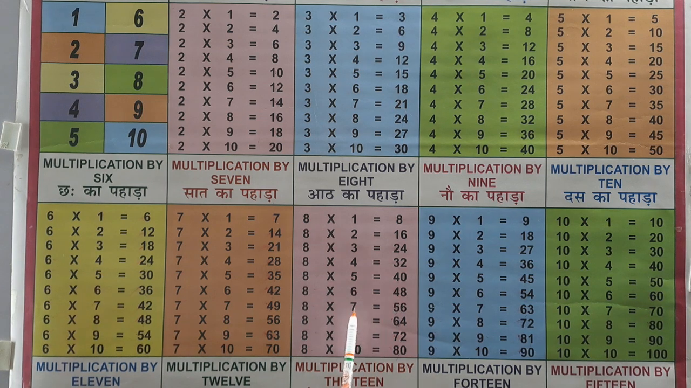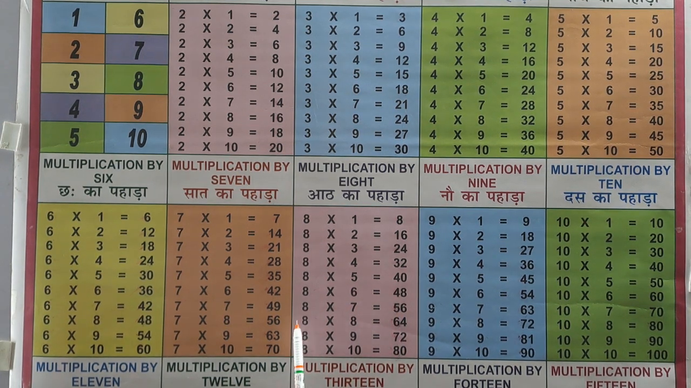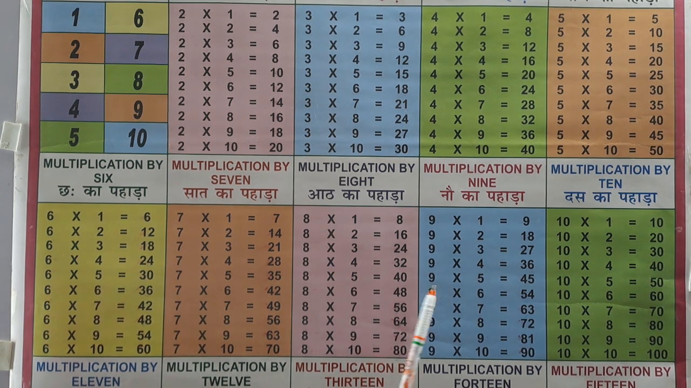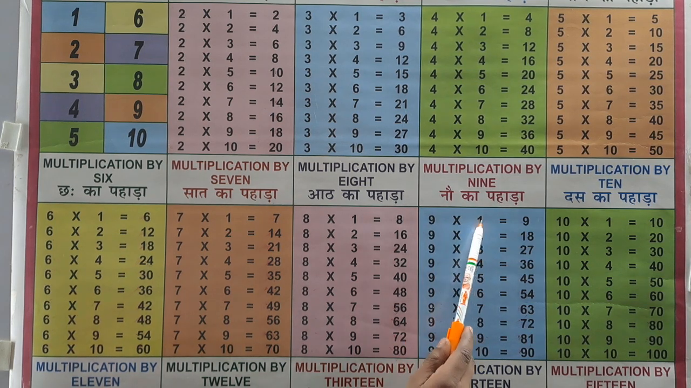8 sevens are 56. 8 eights are 64. 8 nines are 72. 8 tens are 80. 9 ones are 9.